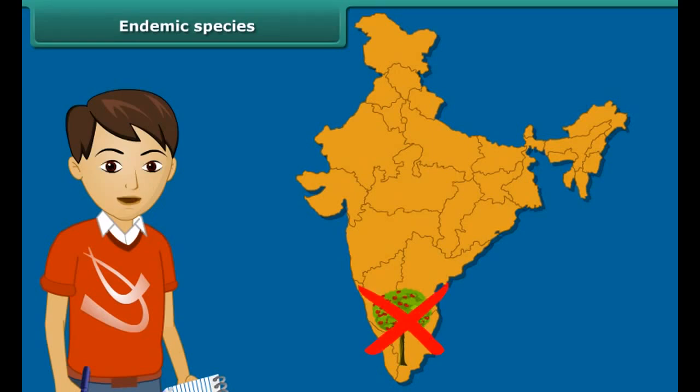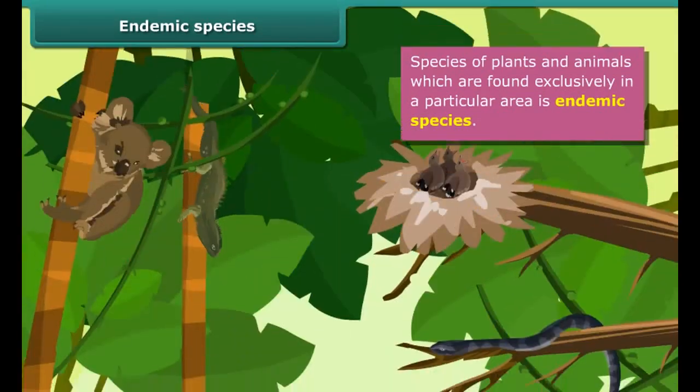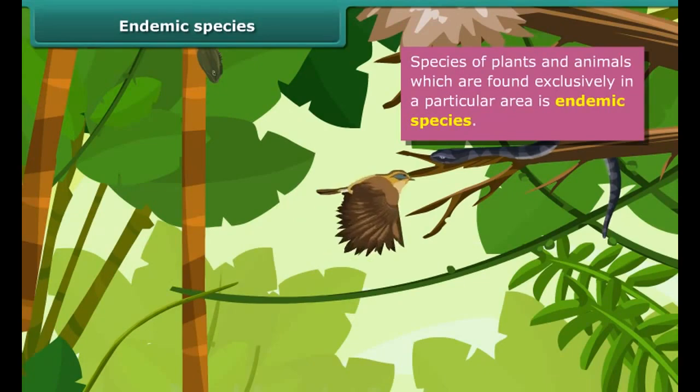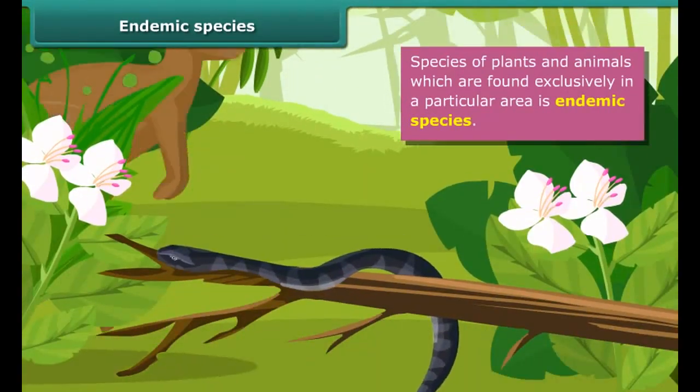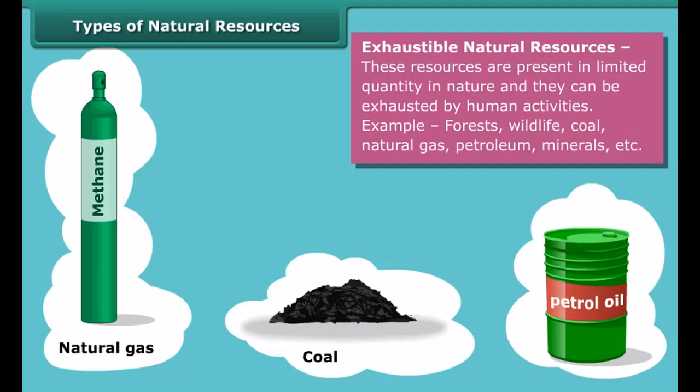Apple trees are usually found in the northern parts of India. Thus, species of plants and animals which are found exclusively in a particular area are called endemic species. They are not found anywhere else. A particular type of animal or plant may be endemic to a zone, a state, or a country.